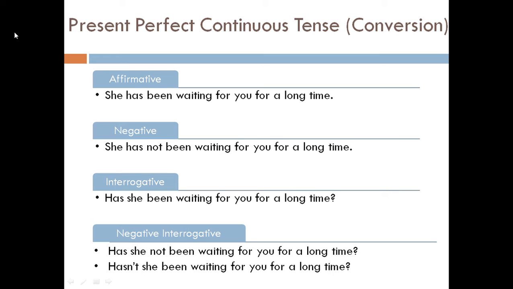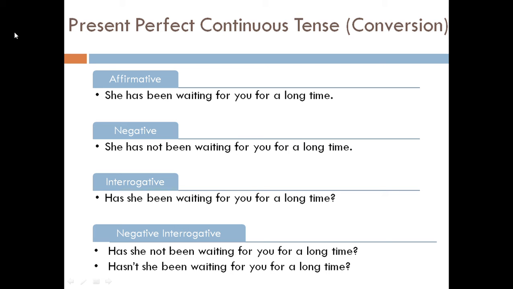Now the conversion of a sentence from affirmative form to negative, interrogative and negative interrogative. She has been waiting for you for a long time. So here has is used because the subject is she and she is third person singular. With third person singular only we use has, and with other subjects like first person, second person and third person plural, we use have.